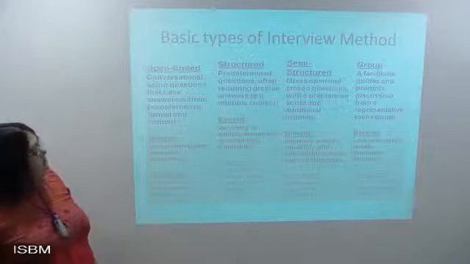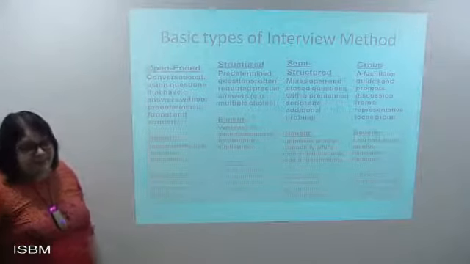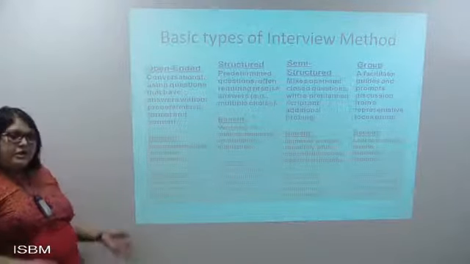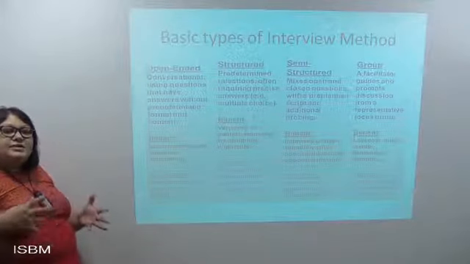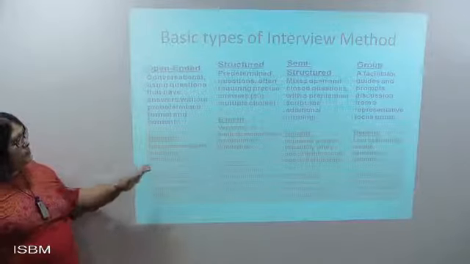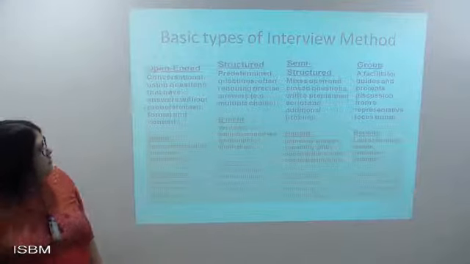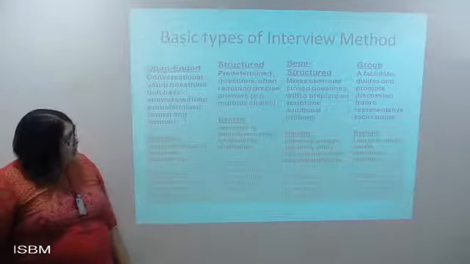Now we have the structured interview. The structured interview itself implies it has a structure, it has a body, it has a stringent system of rules which you need to adhere to. So this would include your predetermined questions, often requiring precise answers.